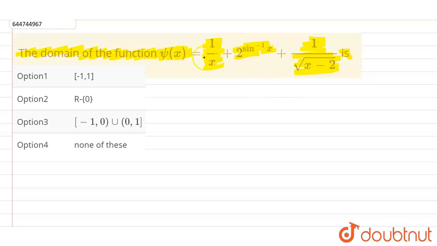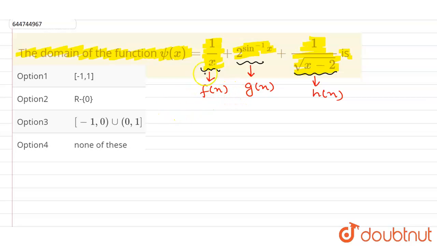This function consists of three functions: 1 by x, 2 power sine inverse of x, and 1 upon under root x minus 2. So assume this function to be f of x, this function to be g of x, and this function to be h of x. I have to find the domain of all these functions one by one, and then do the intersection of their domains.